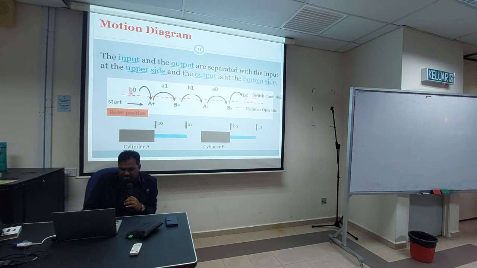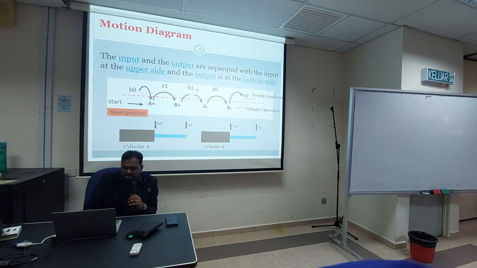Okay, so dekat sini, in order for cylinder A to extend, so what will be the condition? So you need to make sure cylinder B balik dulu. Okay, cylinder B balik dulu, baru dia akan start A plus. So A plus, so what will happen? Cylinder A dah fully extend, A1 akan on. So kalau A1 on, baru B plus. So B plus fully extend, B1 akan on.